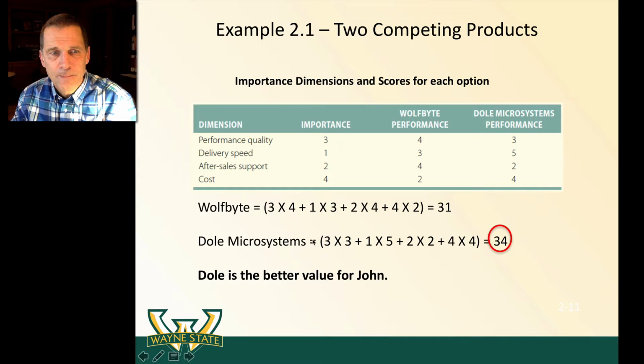31 for Wolfbite. We'd do the same for Dole, and it would be 3 times 3 plus 1 times 5 plus 2 times 2 plus 4 times 4. And the total of that is 34. So Dole is the better value for John. John should buy the Dole Microsystems computer as long as he did a good job of picking the dimensions and weighting the importance of the dimensions. John should now be able to make a better decision, where it was a little bit ambiguous and difficult for him.